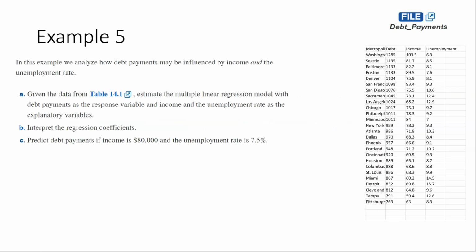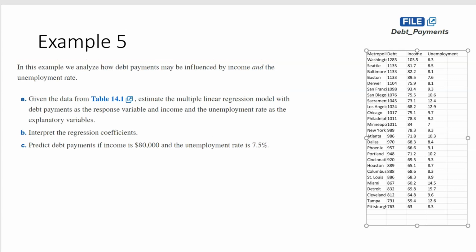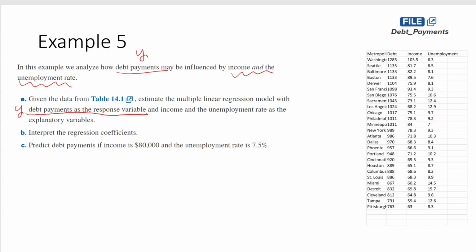So we're going to go back to income and debt, but now we are going to deal with our unemployment. So before we head into Excel, first let's get a clear understanding of what our x's and y's are. Here we're going to do debt payments influenced by income and unemployment rate. So our debt payments are our y, right? Our debt payments are the response variable. That's what's responding to both income and unemployment rate. All right. So we just need to make sure that we understand kind of what is going on here.